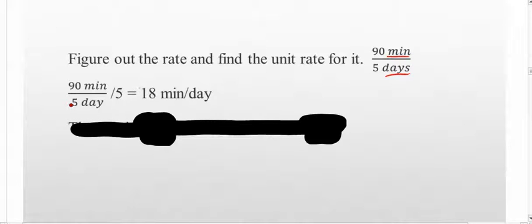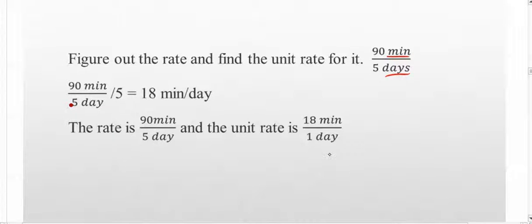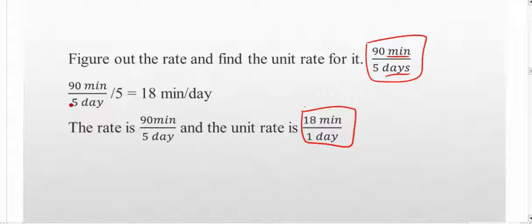So when you erase this, you see that 90 minutes divided by 5 days. So you divide that by 5 because they are both divisible by 5, which equals 18 minutes per day. So when you erase this, it shows that the rate is 90 minutes divided by 5 days. So it already gave you the rate in the question, which is this. And then the unit rate would be 18 minutes per day. And that's how you would do rates.